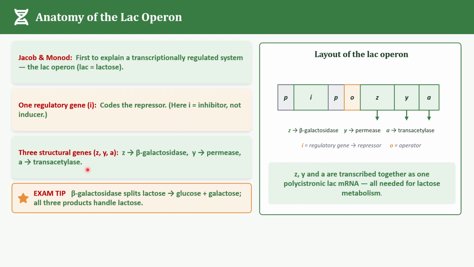So let's see this diagrammatic part. The Lac Operon can be represented as the I. This I is a regulatory gene, and it gives the repressor. The operon itself contains a promoter region, this is the operator, and this one is ZYA. These genes are transcribed together as a single polycistronic mRNA. So remember these things, children, it is very important from your board exam point of view.